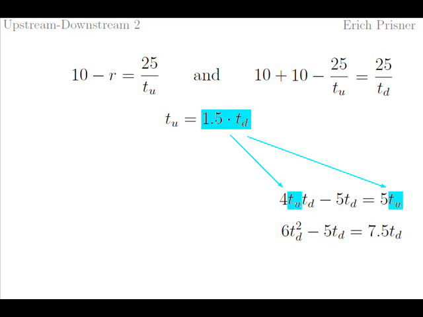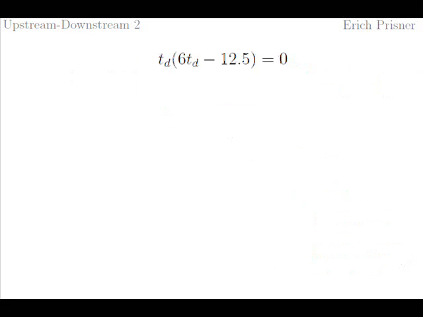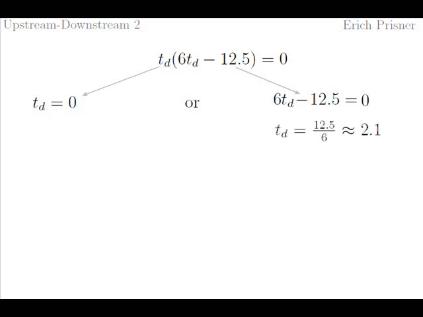We factor td and get td times (6td minus 12.5) equals 0. So by the zero property, either td equals 0 or 6td minus 12.5 equals 0, meaning td equals 12.5 over 6, which is about 2.1. Then tu equals 3.1. By the way, td equals 0 is obviously impossible, so we have just one solution here again.